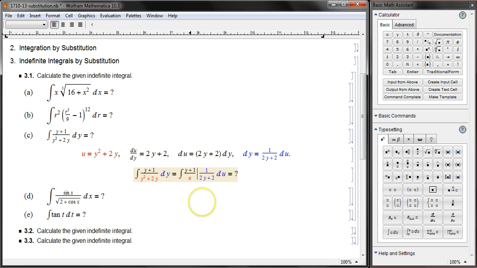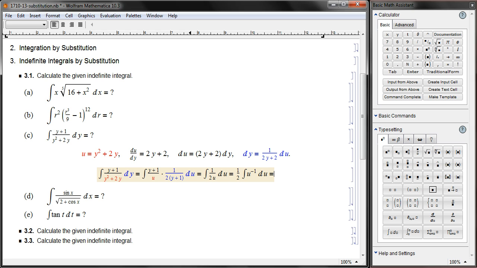Okay. So, do we have simplification here? This y plus 1 and then this 2y plus 2. If you look carefully, we have simplification because we can factor this 2 out from here. And then this y plus 1 and that y plus 1 cancel each other out. In the end, this is what you get. 1 over 2 u du, or let's write it like this, 1/2 u to the negative first power.